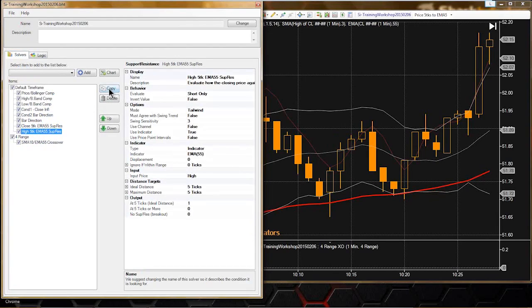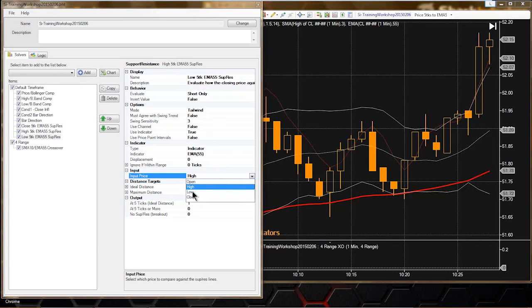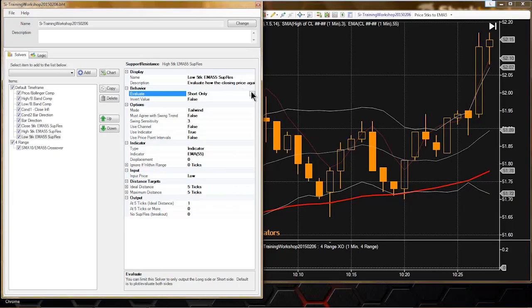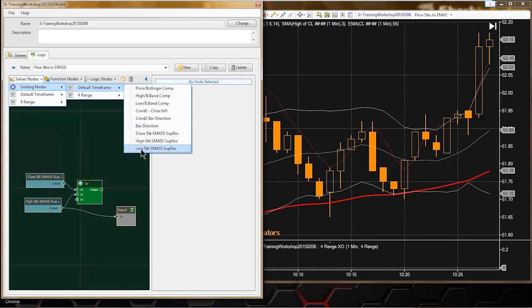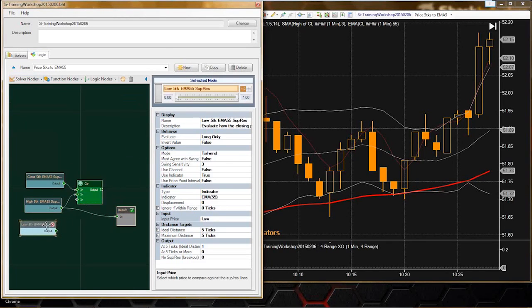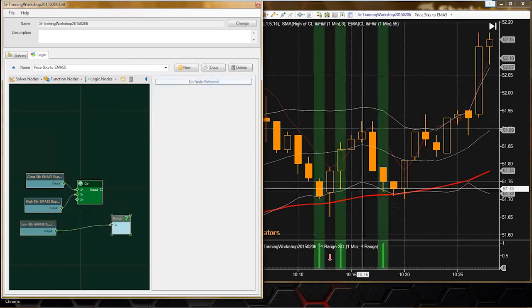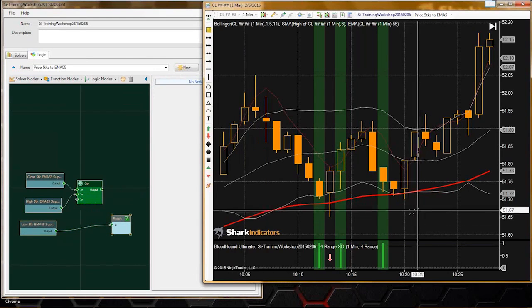So I'm going to copy this solver. We'll look at the low price. Right, so if we're using a low price, then most likely we're going to be using the low price to actually look for long bounces off of our moving average. All right, so let's drop that in here. Now let's take a look at that. Okay, yeah, there we go.